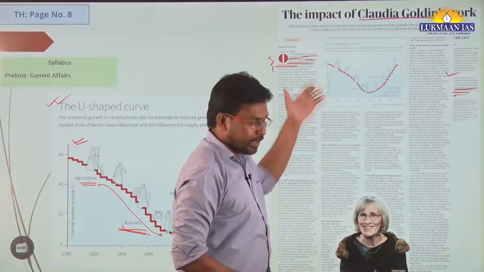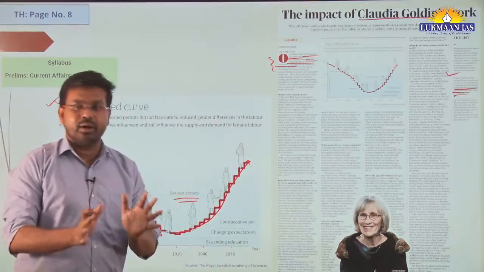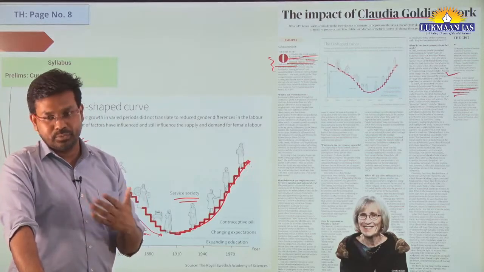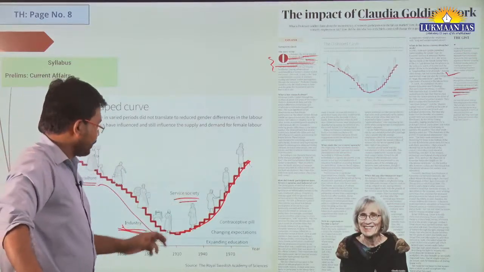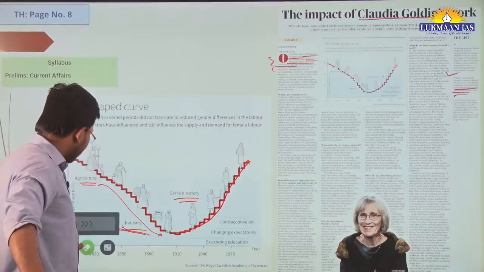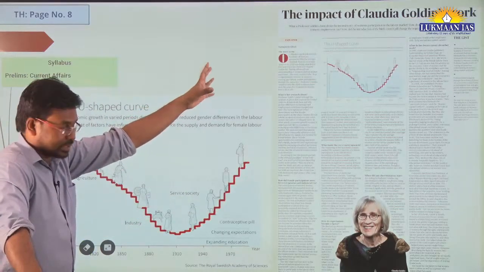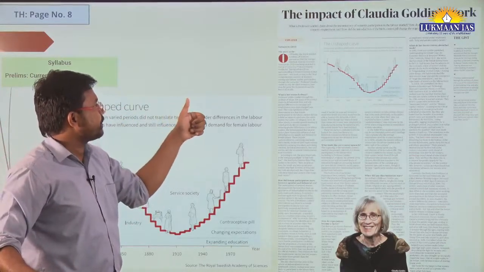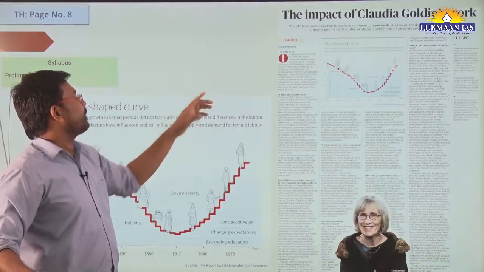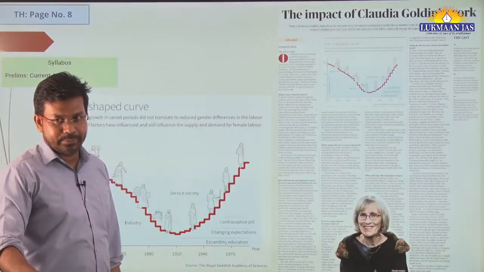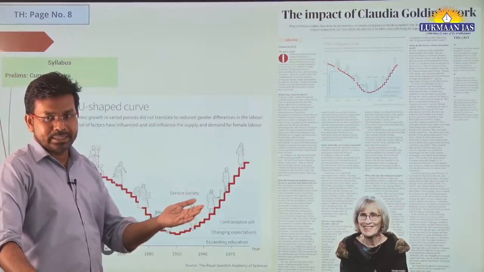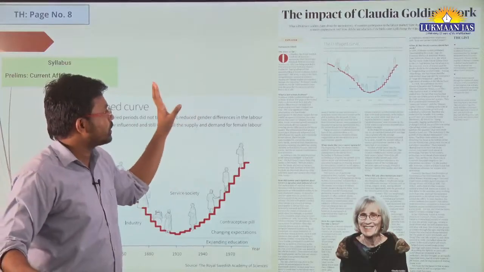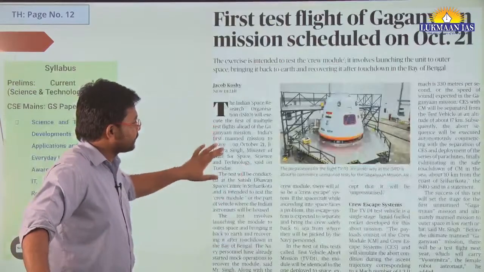Whatever she has done is from the data of the United States of America, which is considered the biggest democracy in the world. She has been awarded this Sveriges Riksbank Prize in Economic Sciences 2023. This is not known as the Nobel Prize, which is important. It is similar to the Nobel Prize because it is given by the same institute, the Royal Swedish Academy of Sciences.